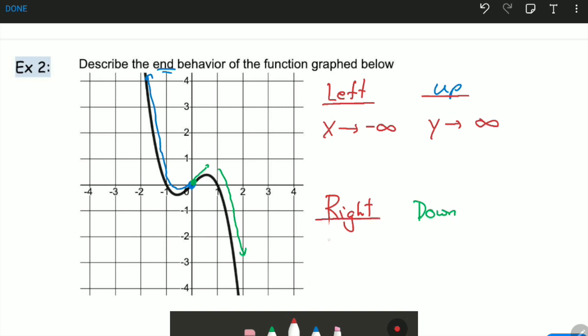And then for the right side, x will approach positive infinity, because positive x values are on the right. And then for down, y will approach, well, what type of y values are down? Negative y values. So negative infinity. So the end behavior are these two facts. And there we go.